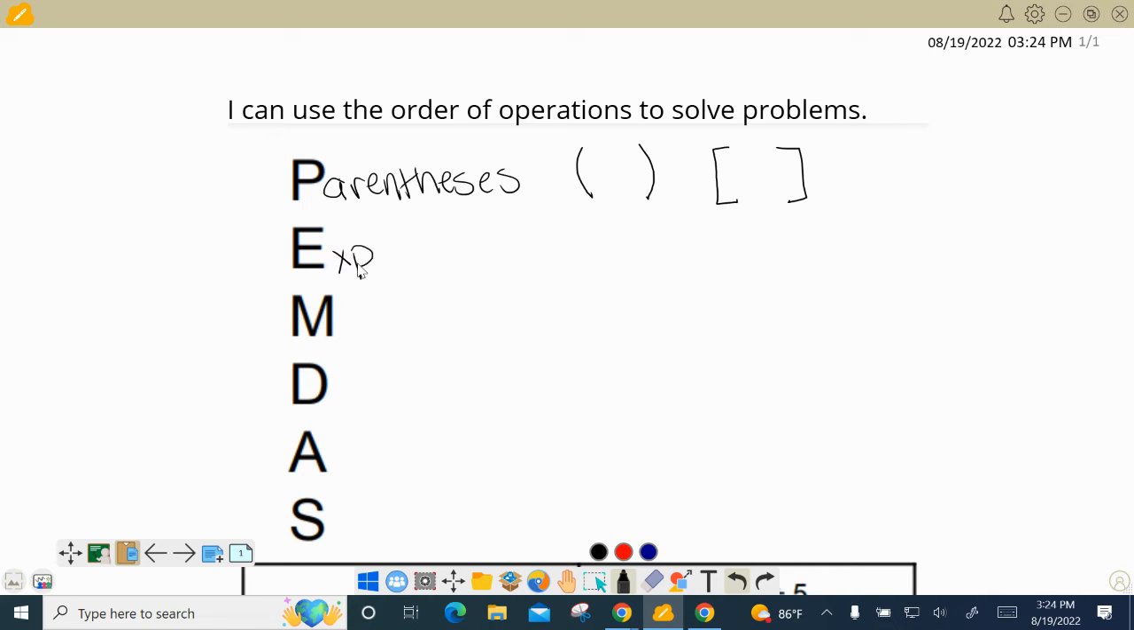Next is exponents. Remember, exponents is like 10 to the third power. That 3 would be our exponent. We really don't see a lot of exponents in our 5th grade PEMDAS problems. But once you get up to middle school, you'll see them a lot. Now, this next one is when it starts to get a little bit tricky.